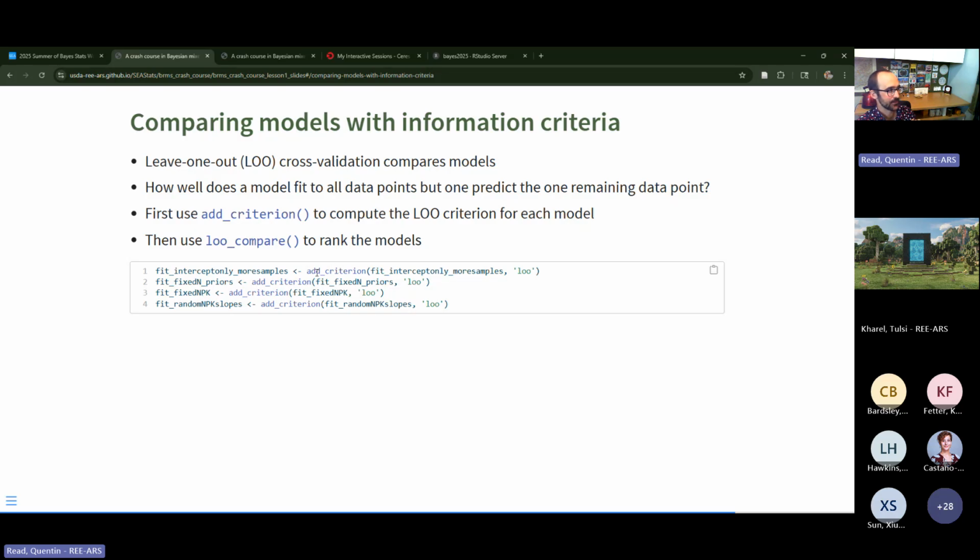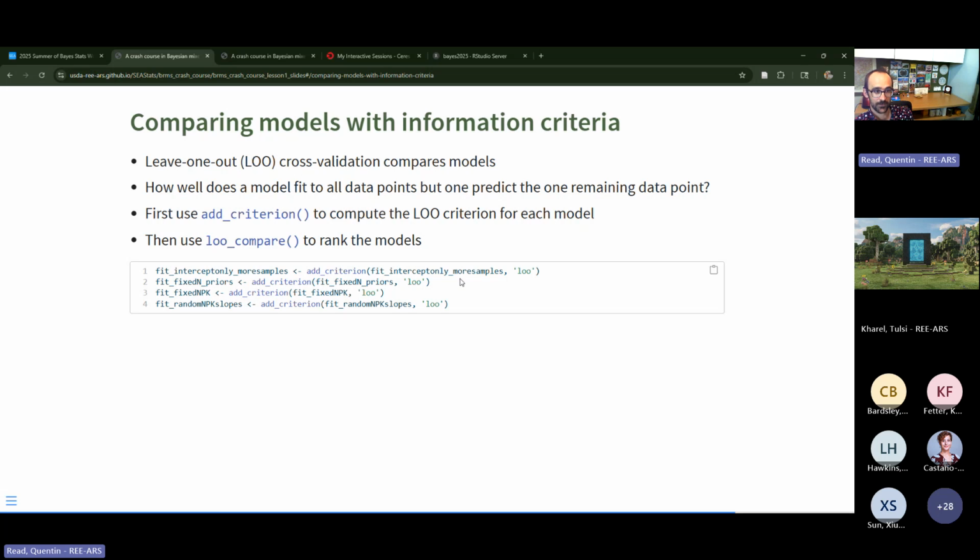So we're going to add criterion, and the second argument is the LOO criterion. That's what we're going to use. Add it to each model that we fit so far, and then we're going to rank the models with the function loo_compare. If you remember back, the models we fit, first we fit a model that had no fixed effects, only the random intercepts. Then we fit a model that just had the effect of nitrogen. Then we fit one that had nitrogen, phosphorus, and potassium fixed effects. Then we fit one with all those fixed effects, plus we allowed the effect to vary by site. We had random slopes for site. Let's see which one fits the data best.